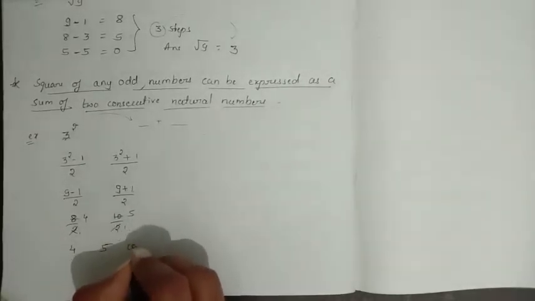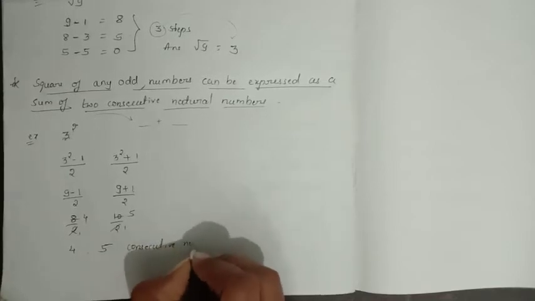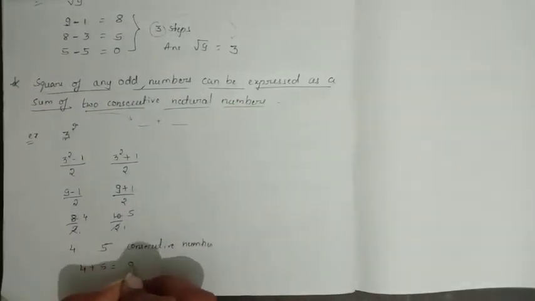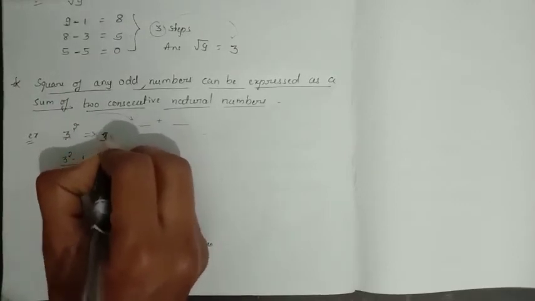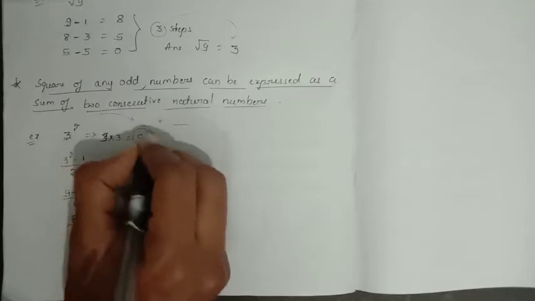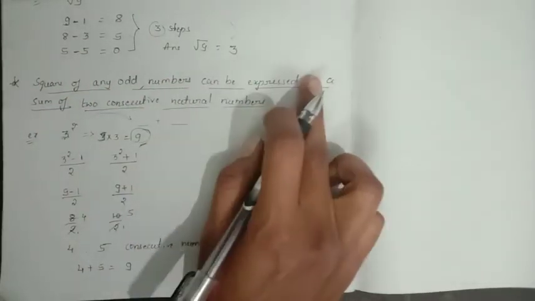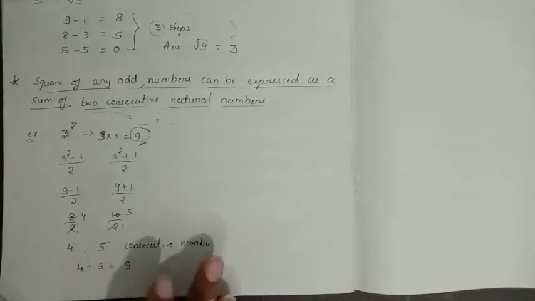Yes. So these are the consecutive numbers. Now you have the sum of the two consecutive numbers: 4 plus 5 equals 9. You know that 3 square is 3 into 3, that means it is 9. So you can observe that the square of an odd number can be expressed as the sum of two consecutive natural numbers, that is 9. So this is how to solve it.